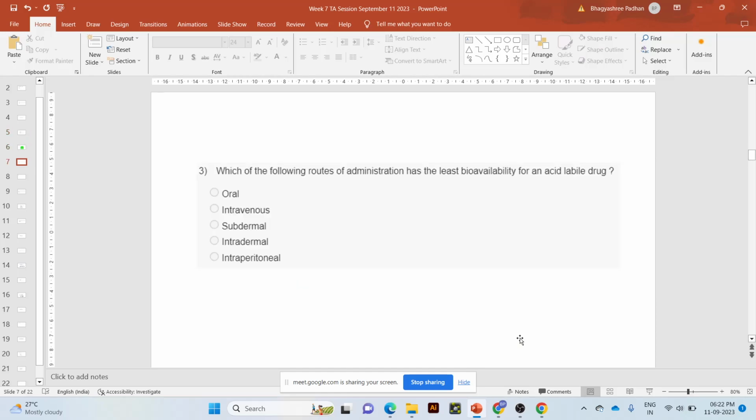Next question, which of the following routes of administration has the least bioavailability for an acid labile drug? Oral, intravenous, subdermal, intradermal, intraperitoneal. So acid labile drug means it is prone to destruction by acid, and so that is why it will be least bioavailable in case of oral, because in this case it will go directly to the stomach and might get destroyed by the stomach acids.